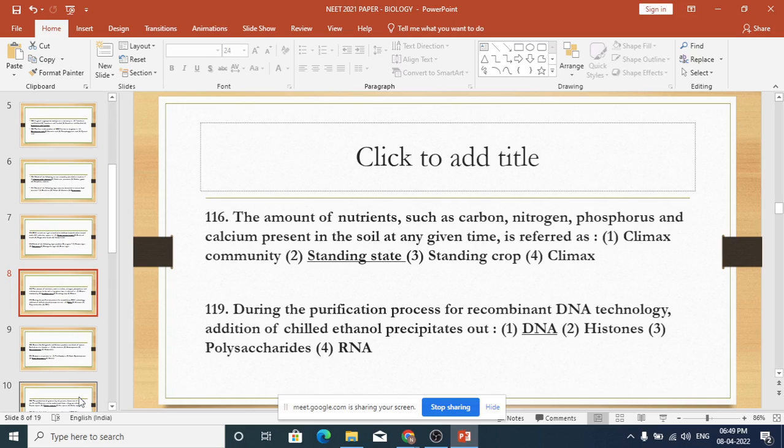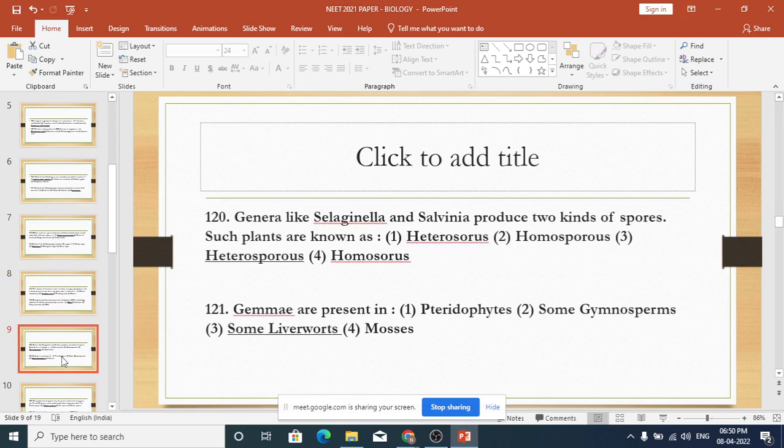Go to question number 119. During the purification process for recombinant DNA technology, addition of chilled ethanol precipitates out... They have given 4 options. This is 12th standard. Yes, sir. So the answer is DNA. Addition of chilled ethanol precipitates out DNA. Okay, right. Let's go to next.